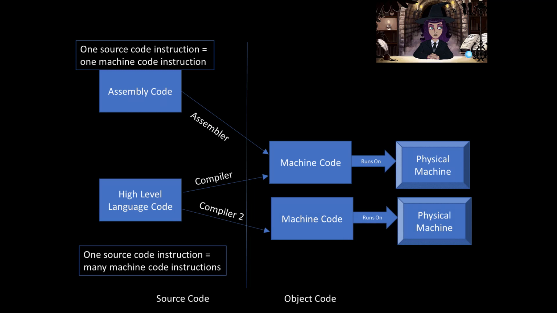With high-level languages, the compiler is the part of the system that knows the details of the physical machine. This means that we can write our source code once and then run different compilers to translate to the machine code for different types of machines.